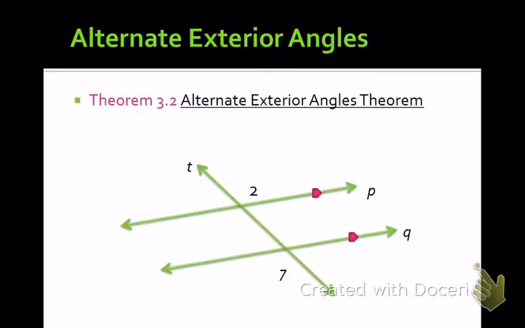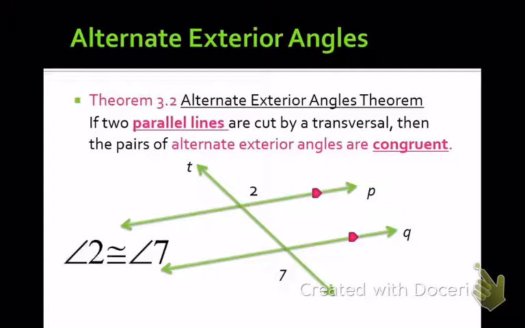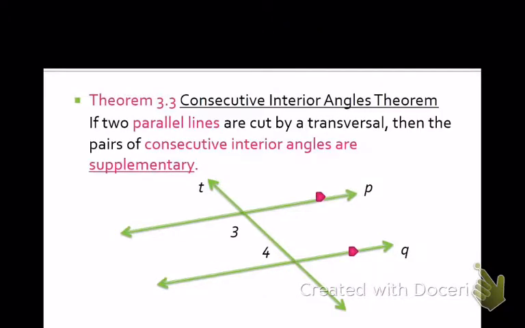If you look back at your alternate exterior angles, you're going to find the same thing, that alternate exterior angles are congruent also. But you have to pay attention to the fact that the two lines here, P and Q, have to be parallel. That's the only time this stuff works. Otherwise, if these two lines are not parallel, then it doesn't count.